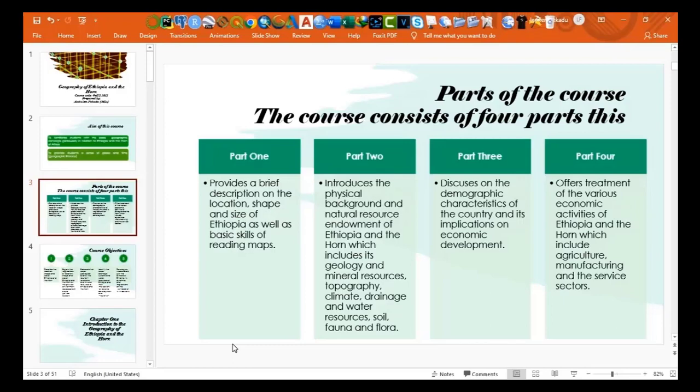The third part discusses the demographic characteristics of the country and its implication on the economic development. And the fourth and the last part of this course offers treatments of the various economic activities of Ethiopia and the Horn, which includes agriculture, manufacturing and the service sector. These are the 3 major sectors of economic activity. So this course consists of these 4 parts.